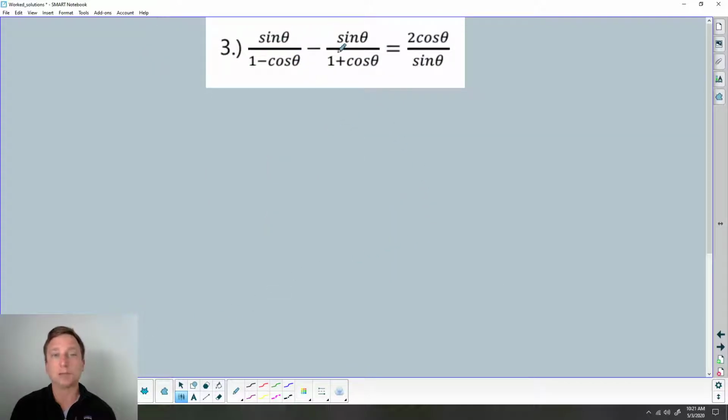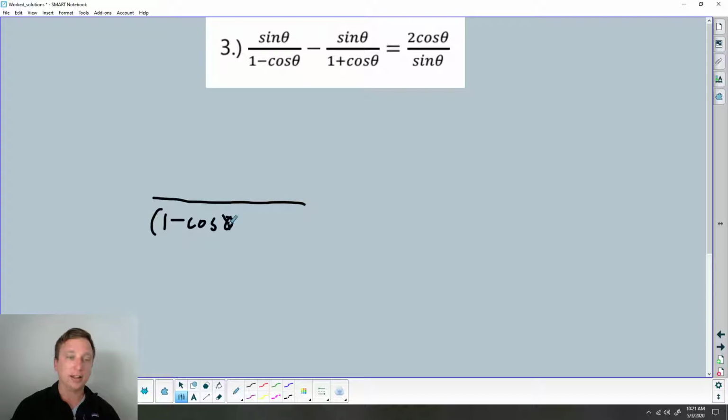This time, we're subtracting two fractions. Again, we're not paying attention to this right side yet. This is what I'm expecting it to become. When we are asked to show this identity, we're asked to show that this left side is actually equivalent or identical to the right side. So when we subtract two fractions, we need a common denominator. So for that common denominator, we have to multiply the two together. So I want that denominator to be 1 minus cosine theta times 1 plus cosine theta. So that's what I want this to become.